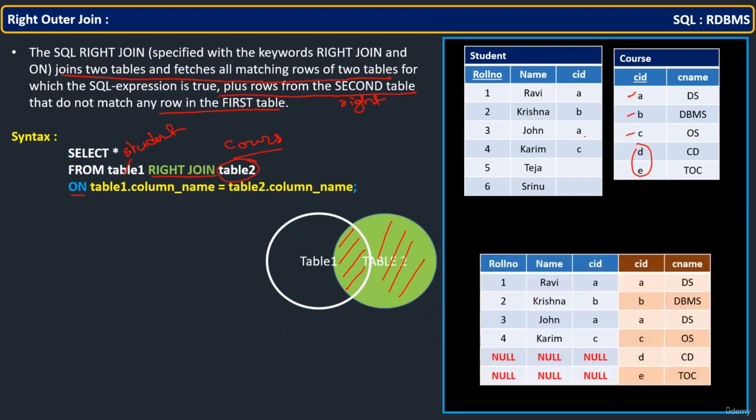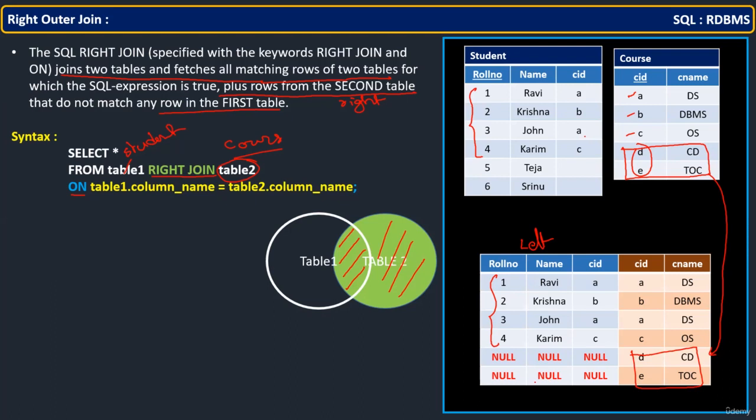If you see the output, as usual these four satisfy the condition. Now these two do not match any of the rows in the student table, so those are also coming in the output. Correspondingly, under the left table columns, you have null values.